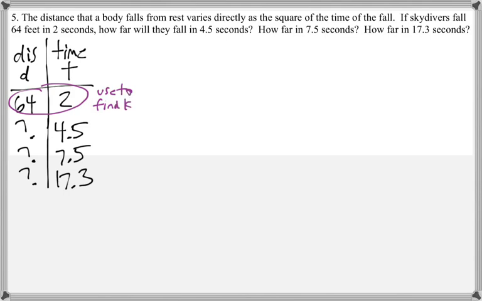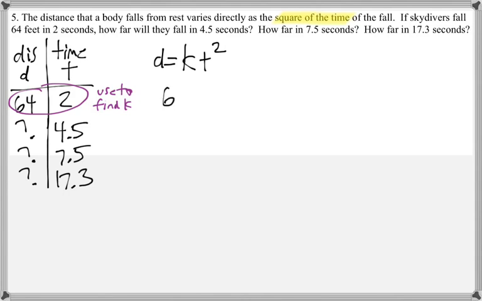So my general equation this time is D is equal to K times T squared. And I know this because it varies as the square of the time. So we need to be really careful with that. And I'm going to plug in those numbers.